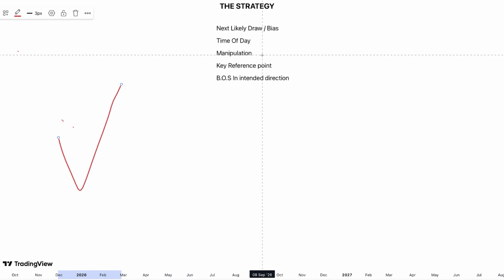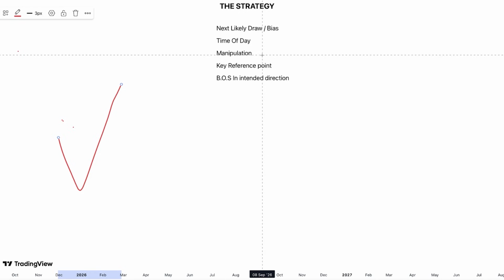And then obviously we have our key reference points. Our key reference points are important because price likes to turn around at these levels. So if we see price meet these levels and show a willingness to move away from it, that's a confirmation that price is actually respecting this level and is going to be moving away from this level.